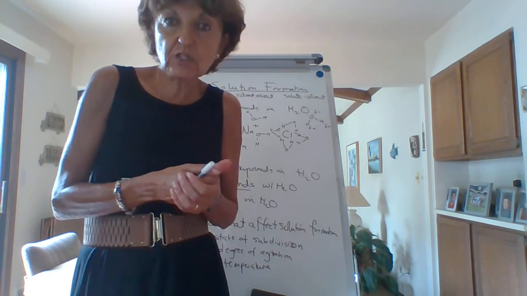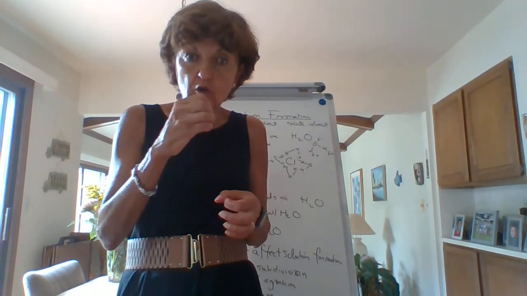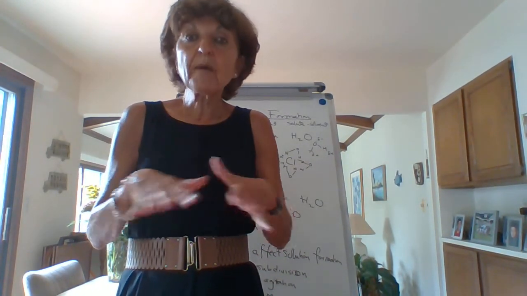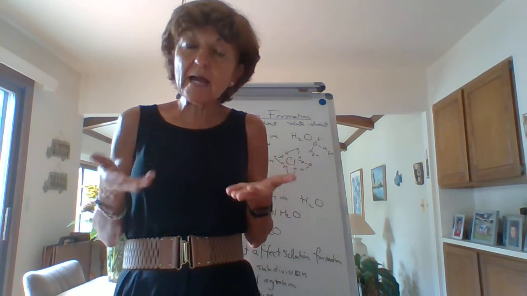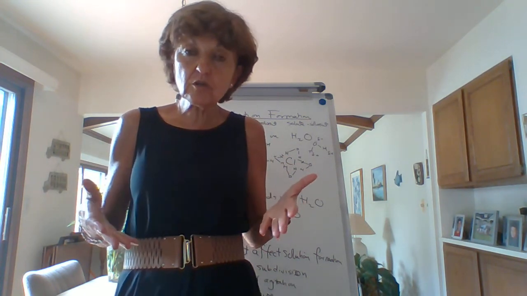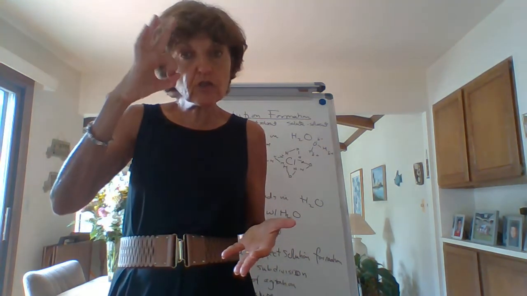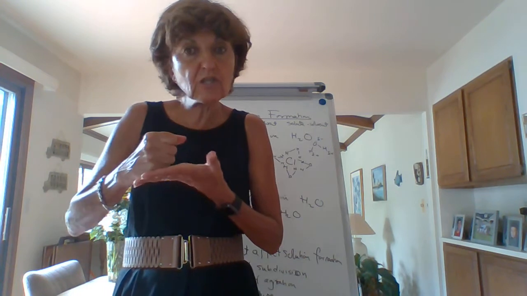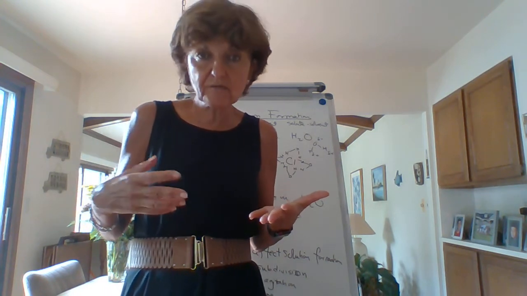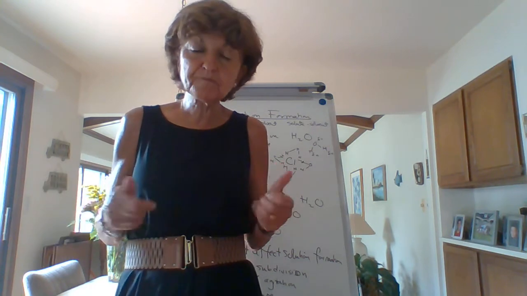How much is it mashed up? For example, let's say you had a sugar cube versus powdered sugar, and you have the exact same mass of both and you put them in water. The powdered sugar will dissolve very easily. The sugar cube, because it hasn't been mashed up enough, is going to take a little bit of time. So solubility is affected by degree of subdivision.